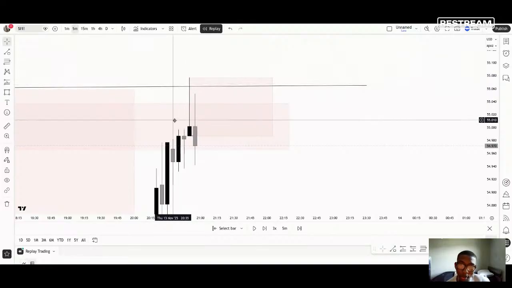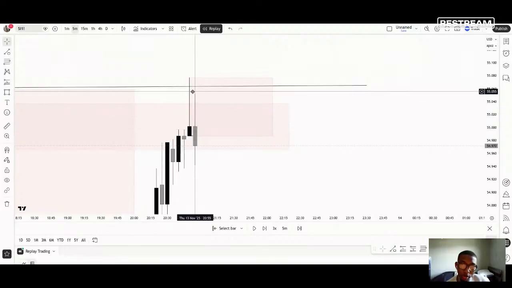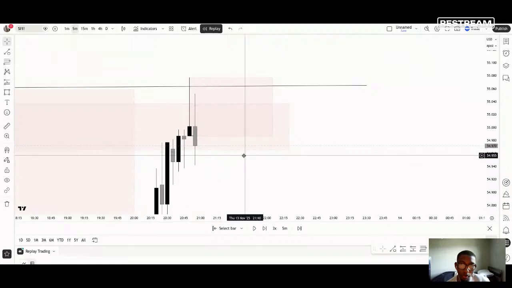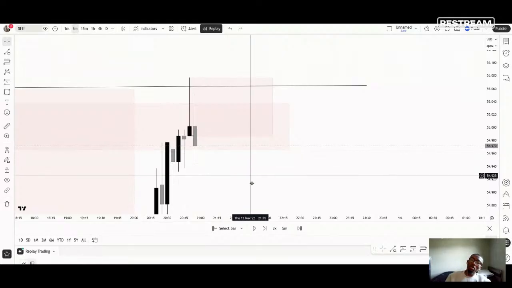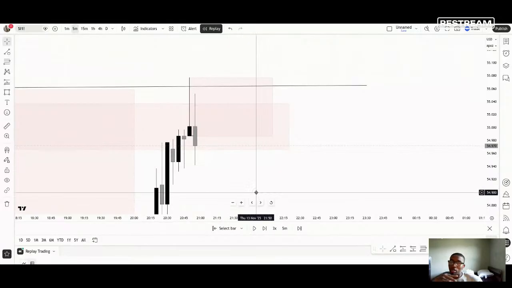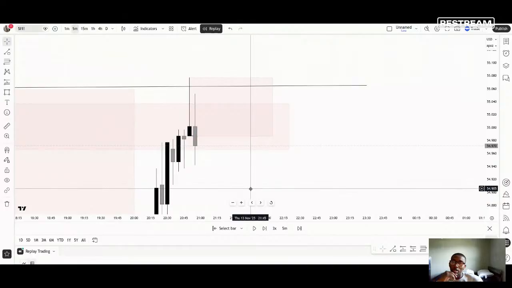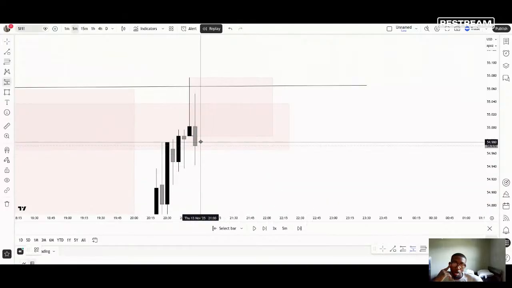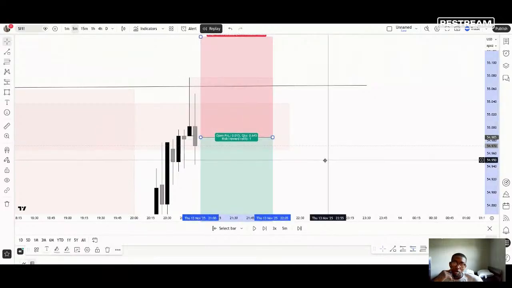Sellers pushed it way back down and it closed right here. For this candle, demand pushed way up here. Sellers pushed it back down and it closed right here, right? So it's like, okay, there's a lot of selling momentum in this area, right? So maybe I could look for entry, right?